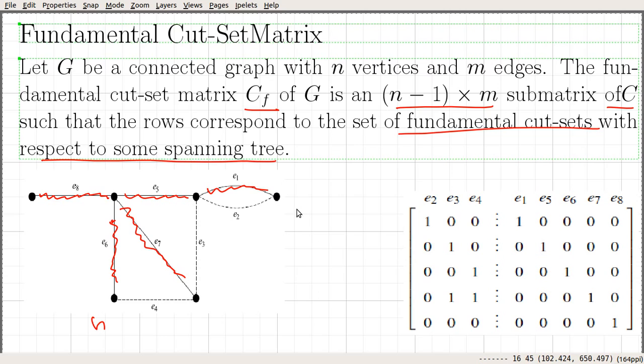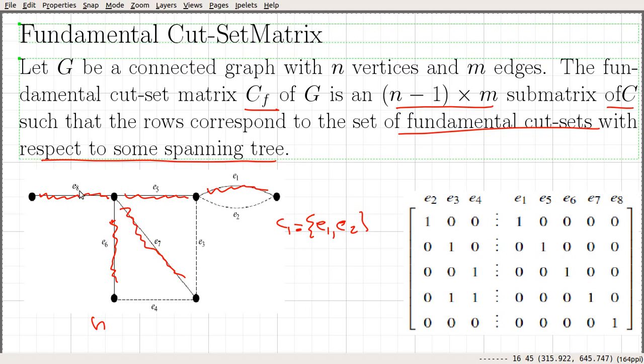In this case we can see the different fundamental cut sets. By definition, a fundamental cut set contains exactly one branch edge and zero or more chord edges. For example, in this case one fundamental cut set will be E1, E2. This is going to be one fundamental cut set, so it contains exactly one branch edge and one chord edge here.